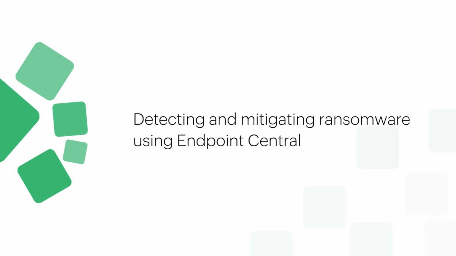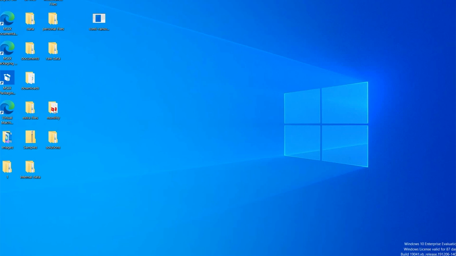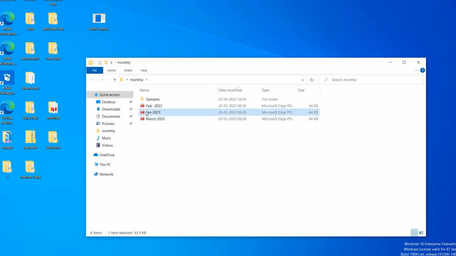Detecting and mitigating ransomware using Endpoint Central. In this video, we will demonstrate how Endpoint Central's anti-ransomware serves as a solution for ransomware attacks. A ransomware will be injected into a workstation to show how quickly Endpoint Central detects the attack and restores the corrupted files in a single click.